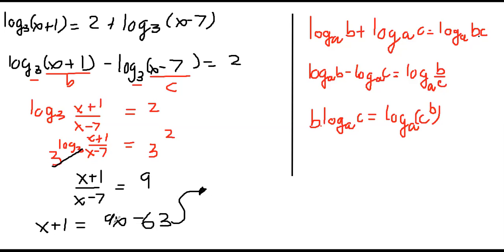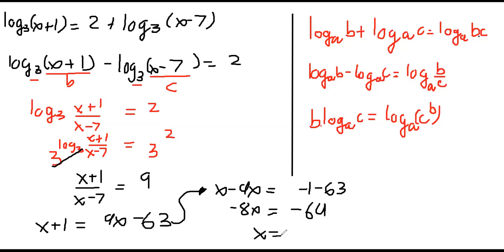Okay, so I'll move x to the left side and move the 1 to the right side. So if you move x to the left side, it's going to be x minus 9x equal negative 1, negative 63. So I'll have negative 8x equal negative 64. And what will x be? x will be equal to 8. And we are done for the first example.